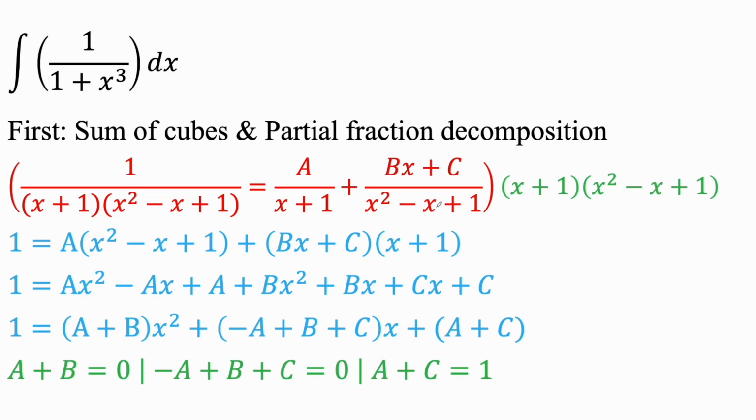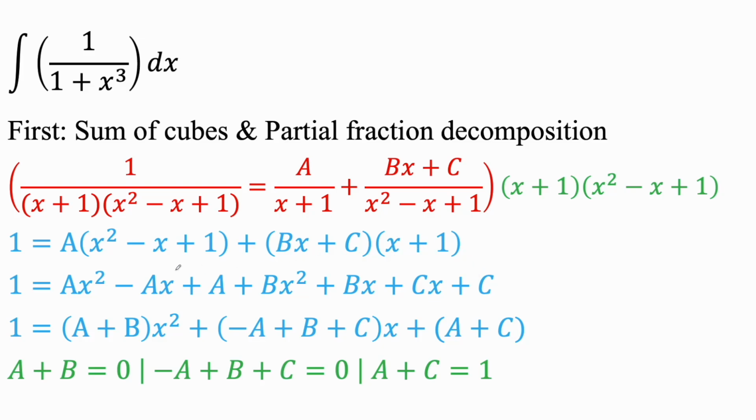Now we want to get rid of the denominator, so I'm going to multiply it by x plus 1 times x squared minus x plus 1. And when we do this, it'll be 1 times this stuff, which will cancel the denominator out, so we get 1 is equal to A times this piece plus Bx plus C times this piece. Then we're going to expand, so we're going to distribute the A to all three pieces. Likewise, Bx times x gives Bx squared, Bx times 1 gives Bx, C times x is Cx, C times 1 is C.